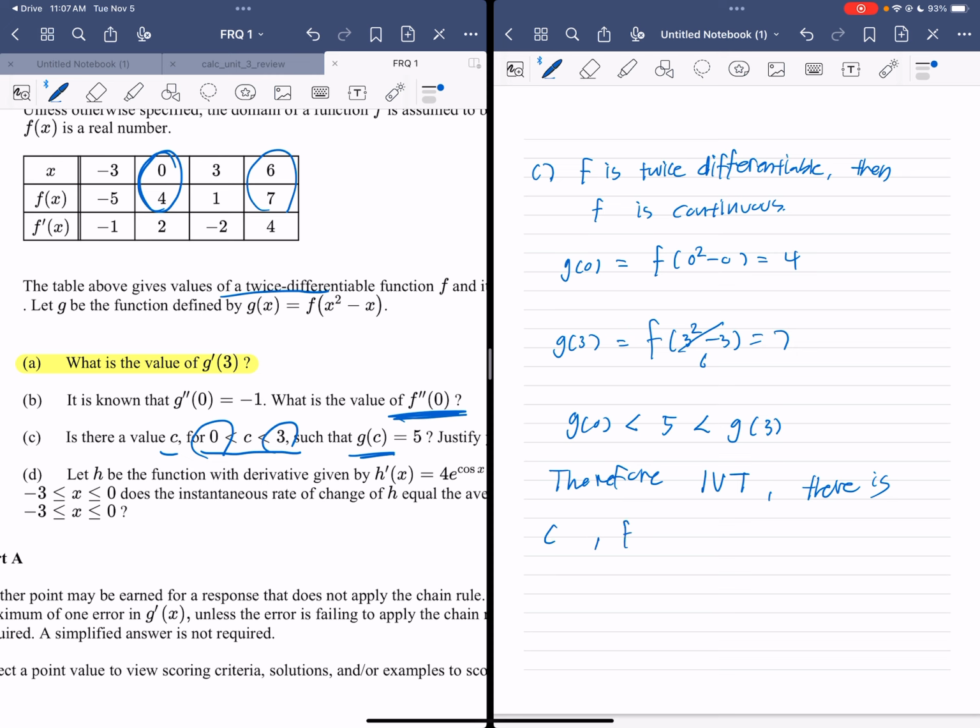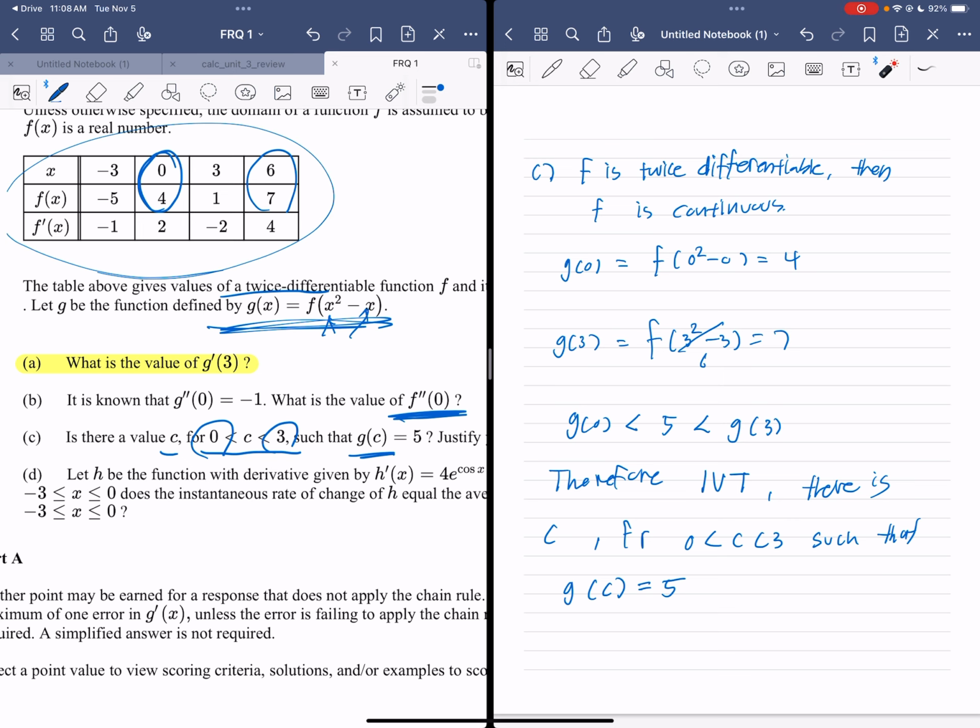in the interval 0 to 3, such that g of C is equal to 5. That's the justification. We did it in chapter 1. We just have to check if this number is between this and this. And for g of 0, you just plug 0 in here and see if you can find it through this one, okay?